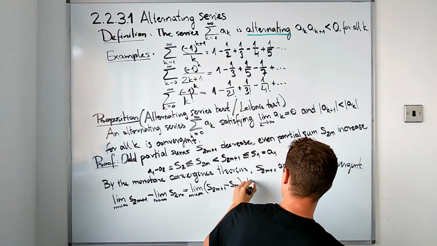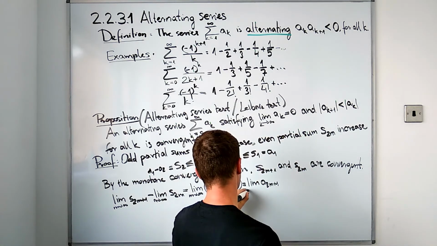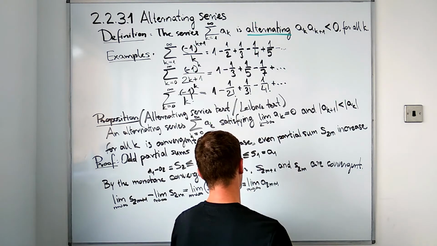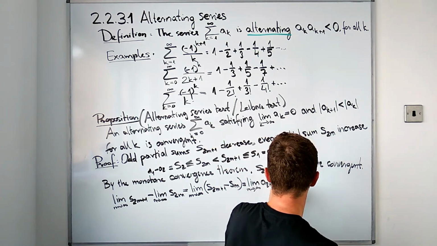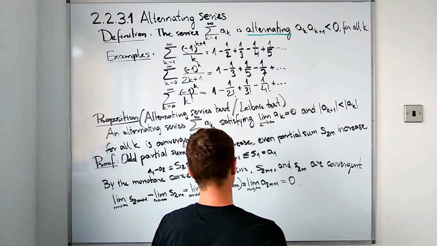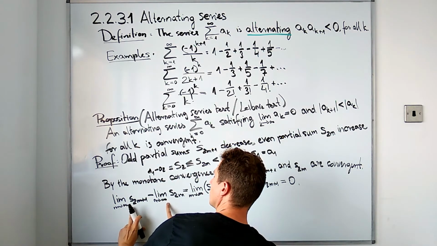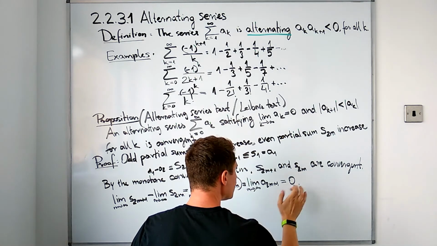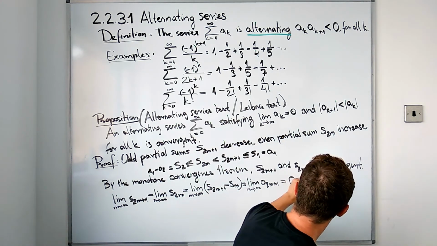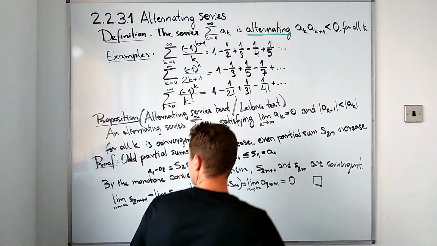But that is just the (2m+1)th term in the sequence, that difference of partial sums, which by the vanishing test converges to 0 as m tends to infinity. So what we have is that this difference of limits is 0, so they agree, they are equal. This concludes the proof of the alternating series test.